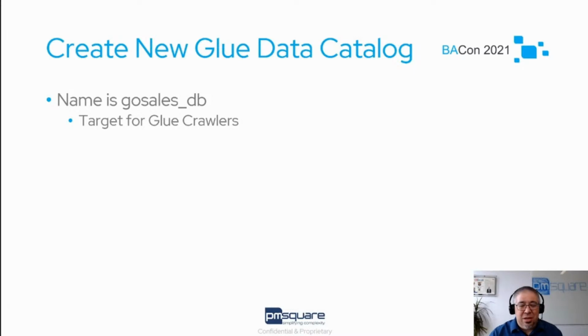To begin our project, we're going to be creating a new Glue data catalog. We're going to name it GoSalesDB, where the Glue crawlers are going to be saving the metadata.